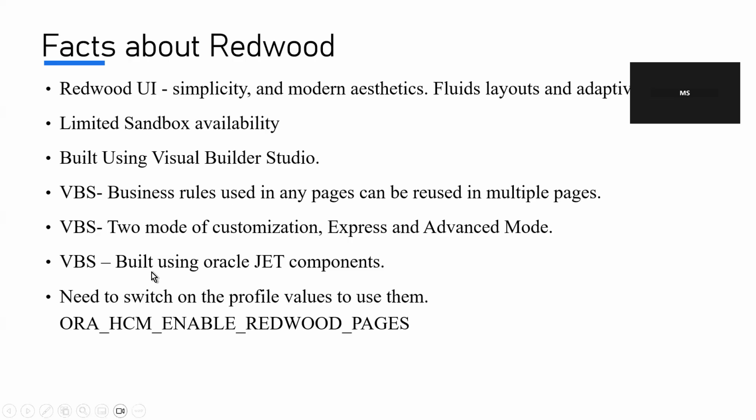If we open Visual Builder Studio, we will see two modes of customization: Express mode and Advanced mode. I'll show it in the UI as well. We will log into the system and open Visual Builder Studio. To open it, you should have an access point. It's not just role based, so not every user can open it.